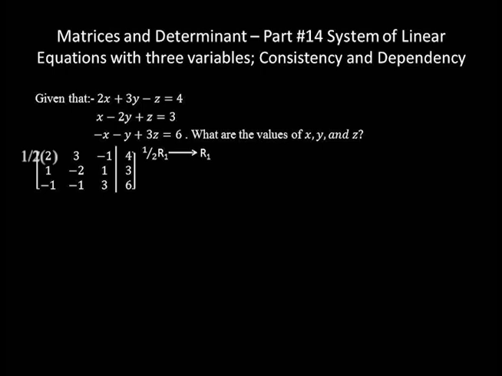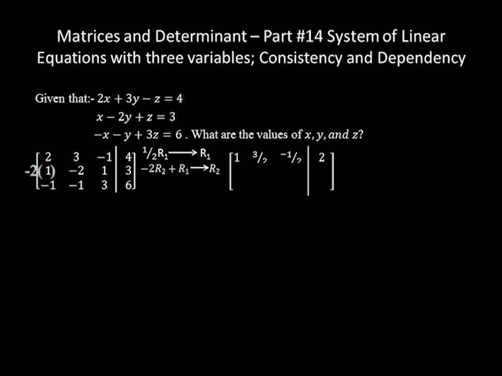1 over 2 times 2 is 1. 1 over 2 times 3 is 3 over 2. 1 over 2 times negative 1 is negative 1 over 2. 1 over 2 times 4 is 2. In this first column, the elements below this 1 have to be zeros. To convert this 1 to 0, we can multiply it by negative 2 and add the product to this first row's 2. Thus, the formula that will help us to convert this 1 to 0 is negative 2 times row 2 plus row 1, and that sum goes to row 2.